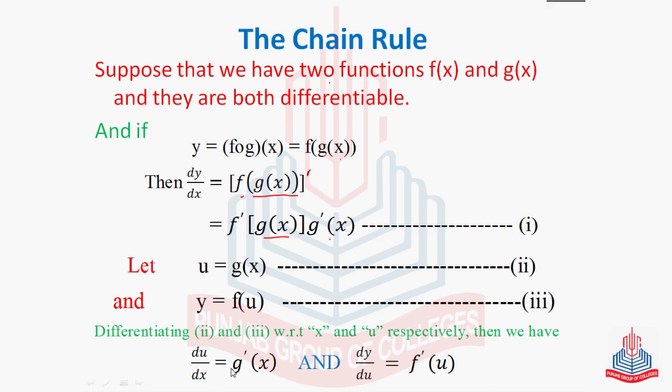And as y is a function of u, when we apply a derivative on this function, that will become dy by du, because y is a function of u. Whenever we want to calculate a change, y will change with respect to u, so that will become dy by du, and on the right hand side that will become f prime of u.